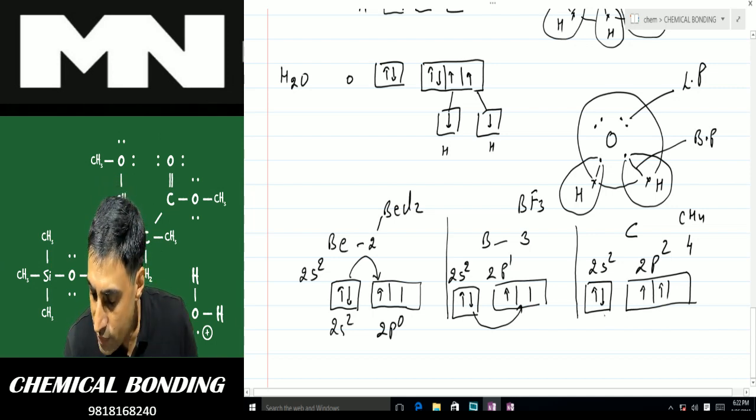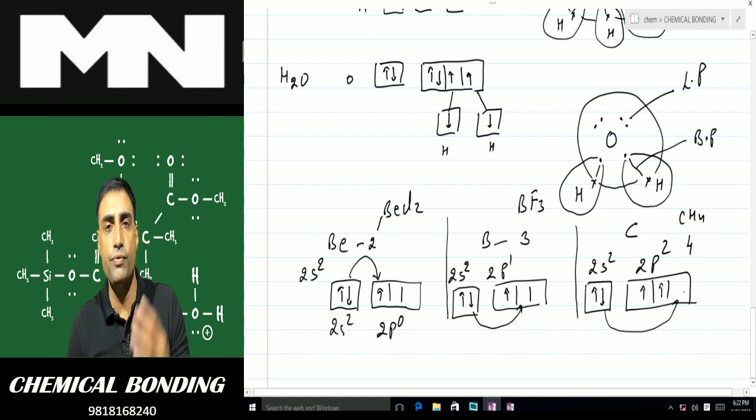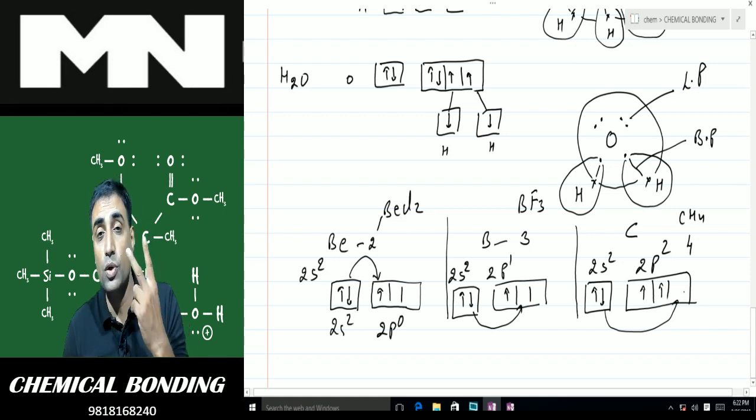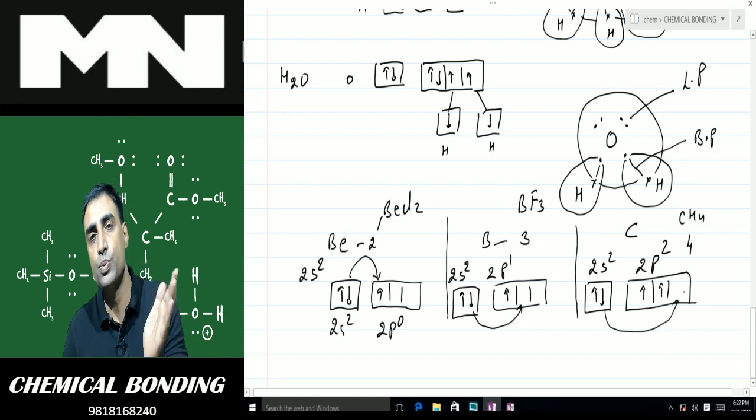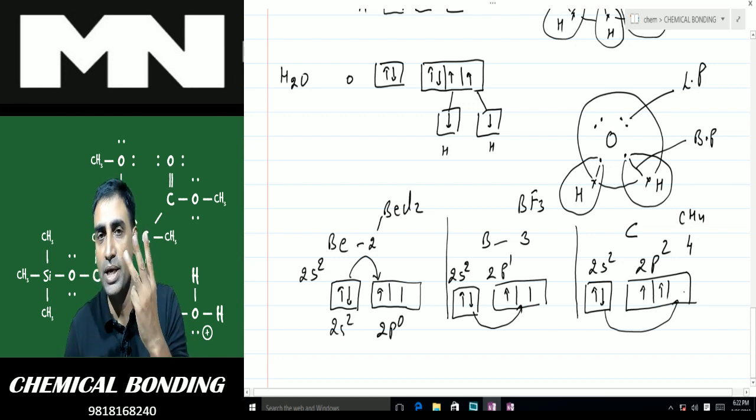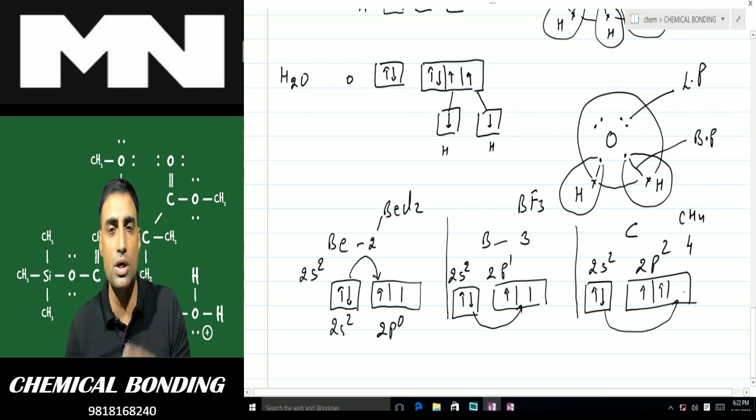In methane also, one of the s electrons will jump to p. That will lead to the formation of 4 unpaired electrons. 2 unpaired electrons were already there. When one of the s electrons jumps to p, you will have 3 unpaired in p and 1 in s. So the total unpaired electrons will be 4. And these 4 unpaired electrons will take part in chemical bonding. So this is how it explained the formation of more bonds than the number of unpaired electrons. The number of unpaired electrons was lesser, but the number of bonds formed was more. So valence bond theory explained it like this.